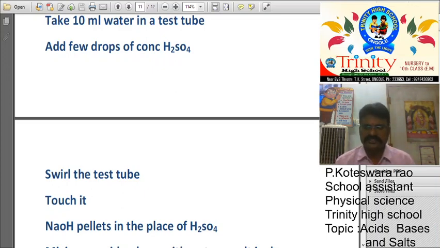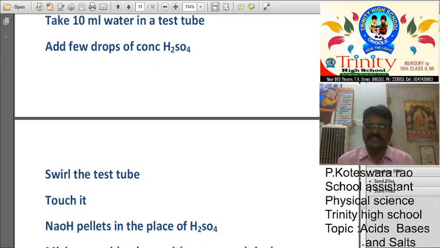And this reaction is called an exothermic reaction. Okay. Next, we want to continue this experiment with a small change. Take one test tube and add 10 ml of water. Then we want to add NaOH pellets in place of H2SO4. NaOH pellets means sodium hydroxide pellets. Pellets means small pieces like tablets.